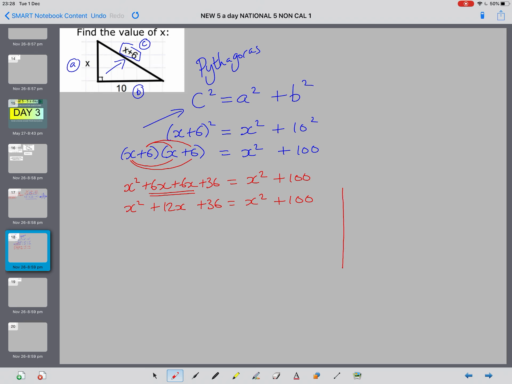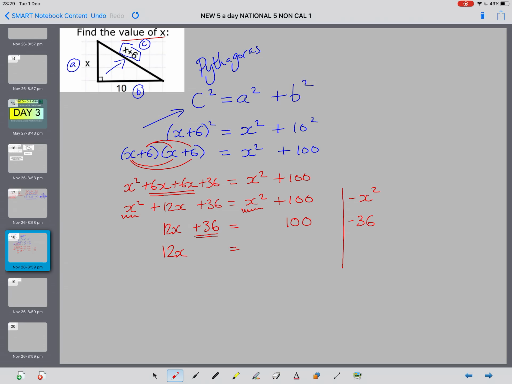I'm just going to do a working line here just to show you what I'm doing. So you're just going to tidy everything up and you're trying to solve for x. The first thing I'm going to do is take x squared away from both sides. If I take x squared away from here, it basically disappears. If I take x squared away from here, also disappears. So I'm left with 12x add 36 equals 100. And remember, your goal is to solve for the value of x. So I'm going to now get rid of that add 36 by undoing that. The inverse of add is subtract. So I'm going to take 36 away from both sides.